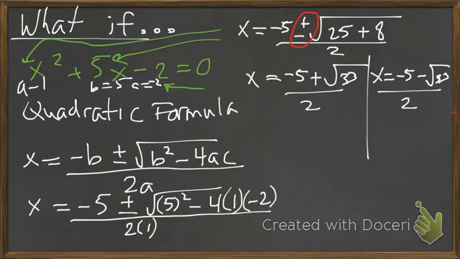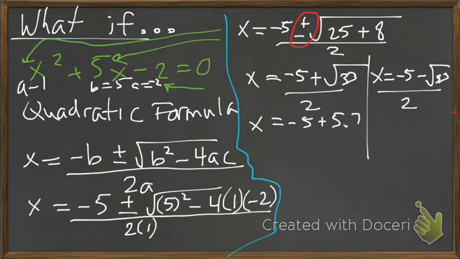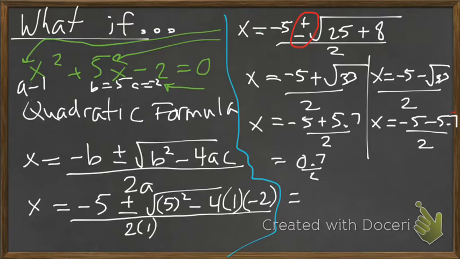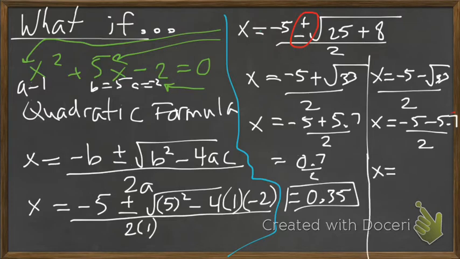Now, root 33, let me just calculate that. All right, so root 33 gives me about 5.7. I'm just going to round. Let's section this off here. So x can be equal to negative 5 plus 5.7, all divided by 2, and x equal to negative 5 minus 5.7. So that 5.7 is just root 33, and that's still divided by 2. So on the left side, I'm going to have 0.7 divided by 2, and that's going to be equal to 0.35. On my right side, I'm going to have x is equal to, is that 10.7? And 10.7 divided by 2, we'll say it's 5.35.